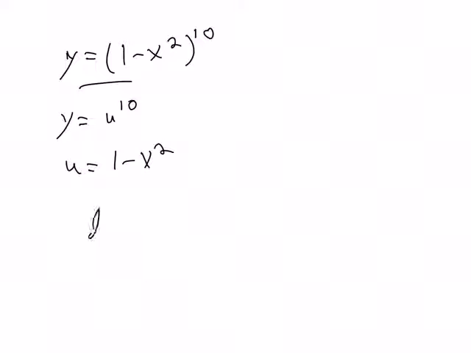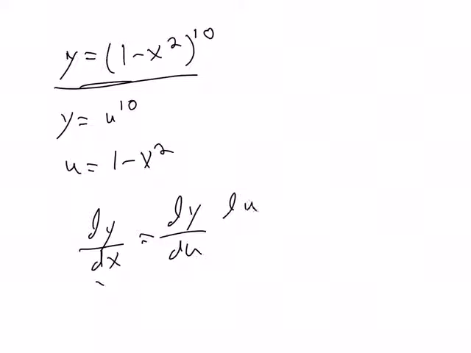Okay, so now dy in terms of dx, right? We're trying to get to x in the end. We're trying to find the derivative of this thing. Well, that's equal to dy over du times du over dx. This is going to get us to dy over dx. Well, so what's dy over du when y is written in terms of u?